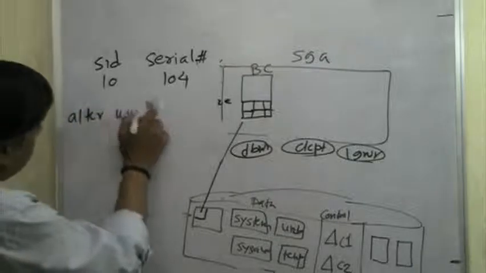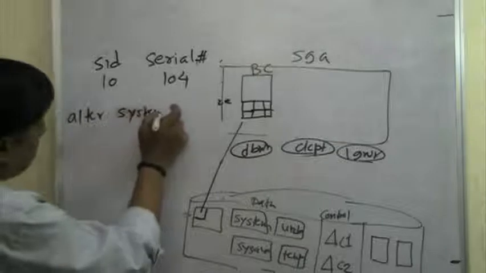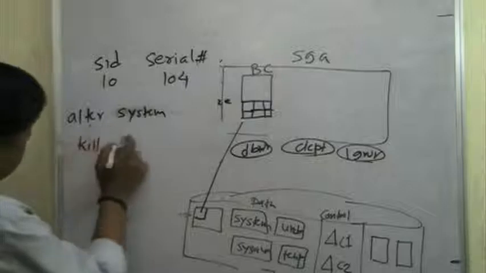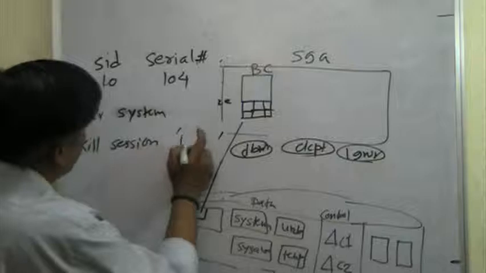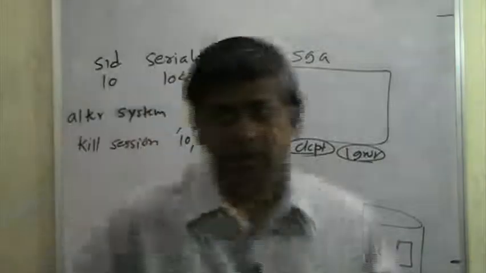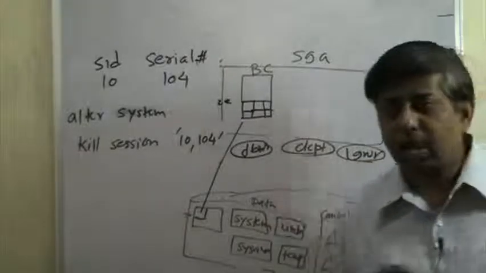Alter user, alter system. Alter system, right? Alter system kill session. And in single quotes, you are going to write SID as 10 and serial number as 104. Okay, so once you write this command, what happens? What happens behind the scenes?